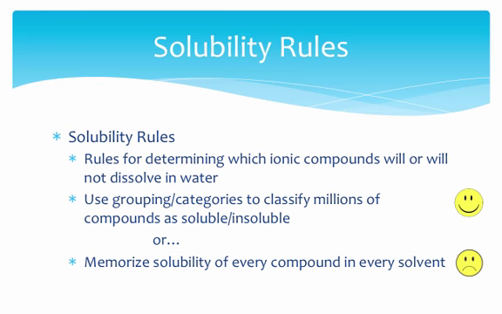The rules themselves use grouping in categories to classify millions of compounds as being soluble or insoluble. So we can have a very small number of rules and apply them to a very large number of compounds, whether they will or will not dissolve in water. The alternative would simply be to memorize the solubility of every individual compound and/or look it up every time you need it. Clearly, though, I would like to think that having a small set of rules that we can use over and over again is a much better situation than trying to do any type of memorization or being forced to look things up over and over again.